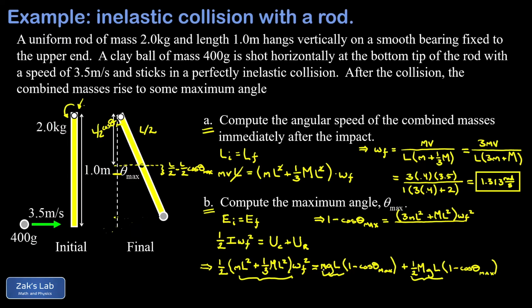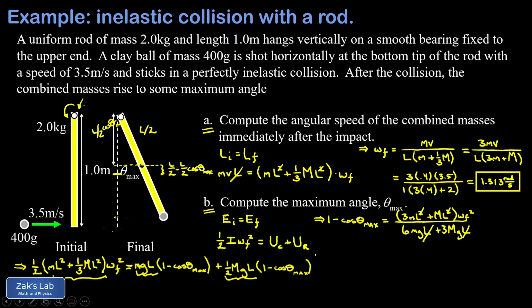Now multiplying these by 6 and then dividing them out, I end up with 6 mgL plus 3 big MgL. Note that one of these L's is going to cancel, and I'm going to move that big equation at the bottom over to the left to make some room here. And now we can plug in our numbers.